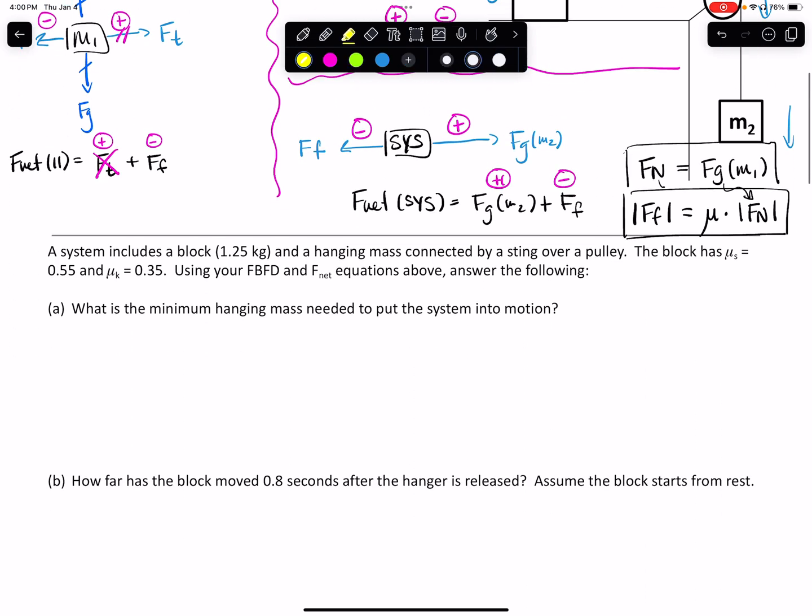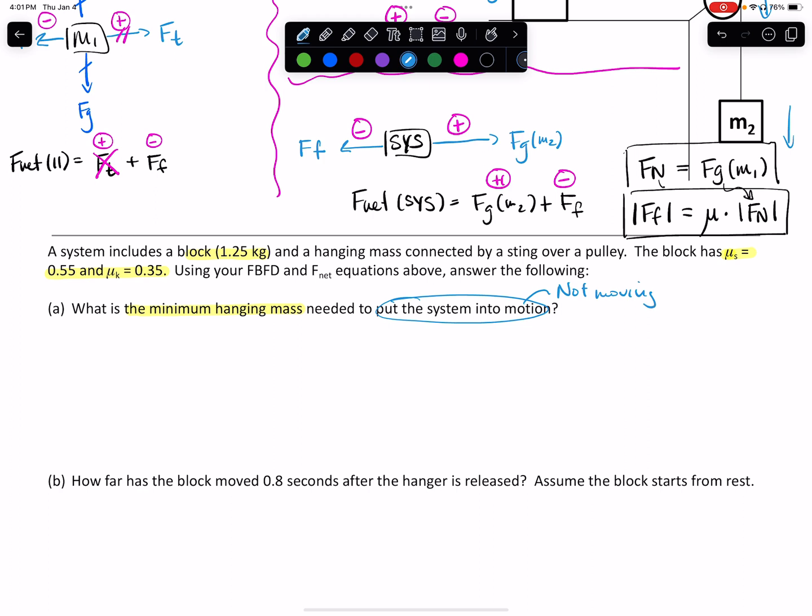A system includes a block that has a 1.25 kilogram mass and a hanging mass connected by a string over a pulley. The block has a coefficient of static friction of 0.55 and a coefficient of kinetic friction of 0.35. Using your free body force diagrams and F net equations above, answer the following. The first question is, what is the minimum hanging mass that's needed to put the system into motion? This idea of putting the system into motion means it's not moving yet.